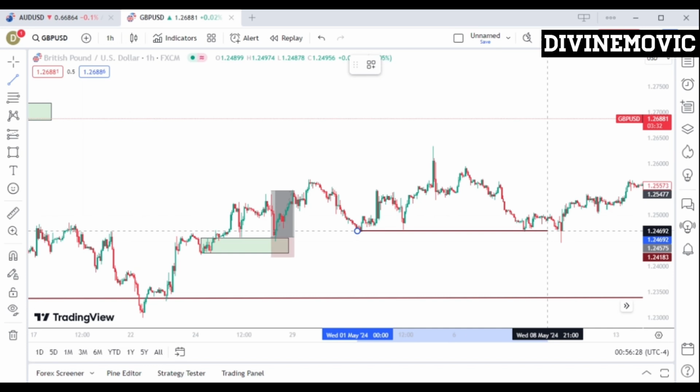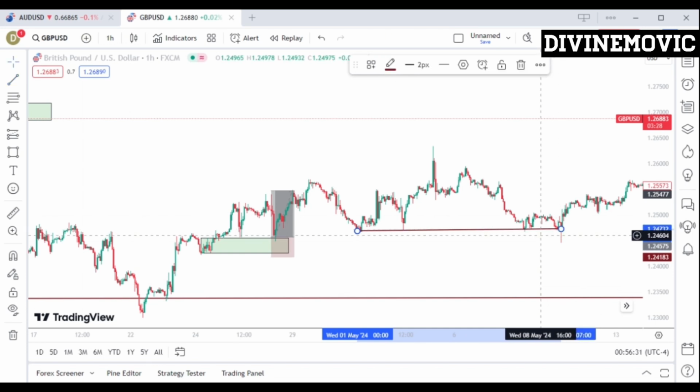This point, which is what? Double bottom. Now, this is where I started taking the entry from, because the liquidity that price swept off from this place gave me a confirmation that we're going to be buying in the long term.